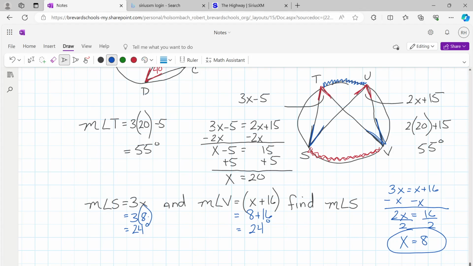All right, any questions on inscribed angles, or finding the measure of an inscribed angle or its intercepted arc? The angle is half the arc. The arc is twice as big as the angle.